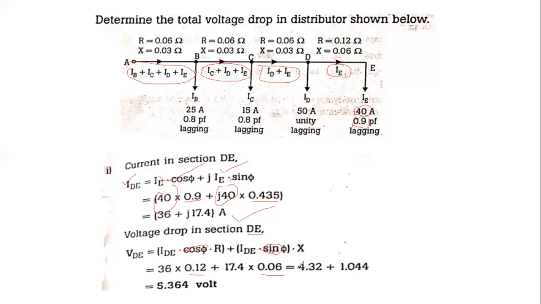Then we substitute all the values in this formula, and we obtain 4.32 plus j1.044, that is 5.364 volts. Therefore, the voltage drop across the D to E section is 5.364 volts. This is the current and the voltage drop across the D to E section. Similarly, we find the current and the voltage drop across the C to D section, B to C section and A to B section.